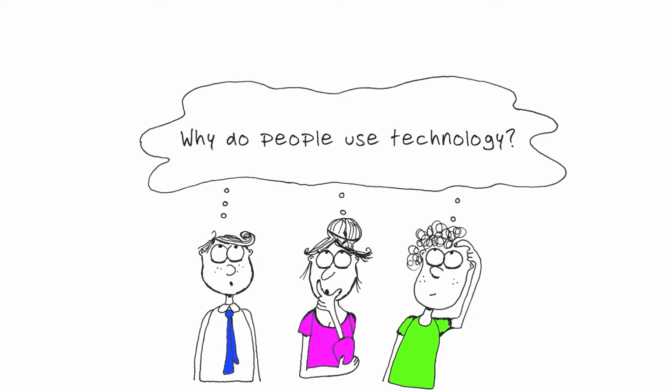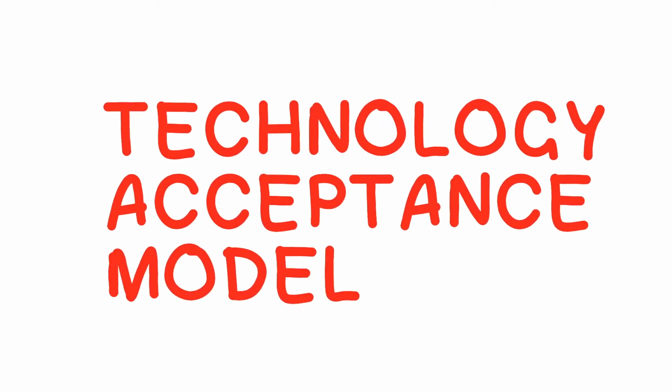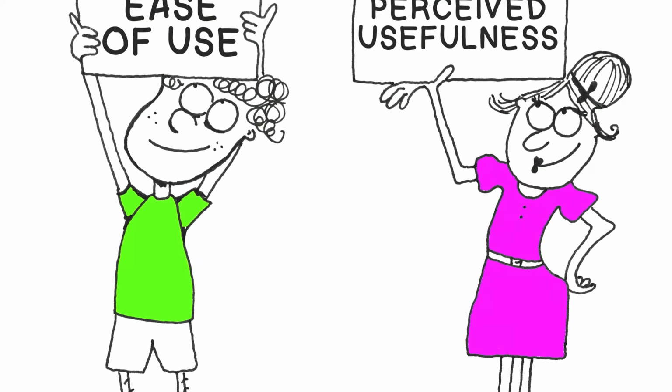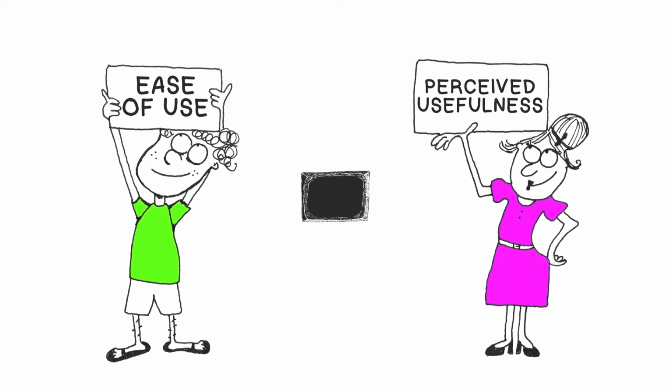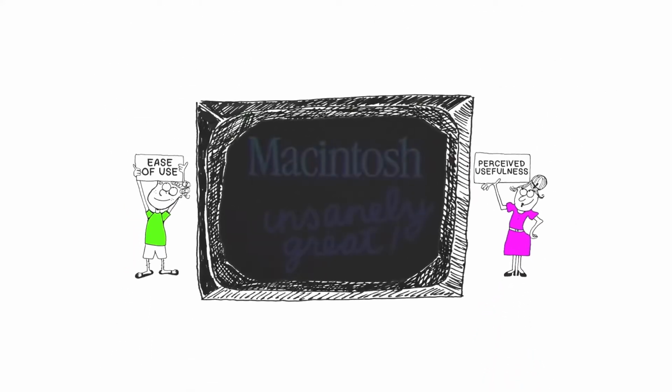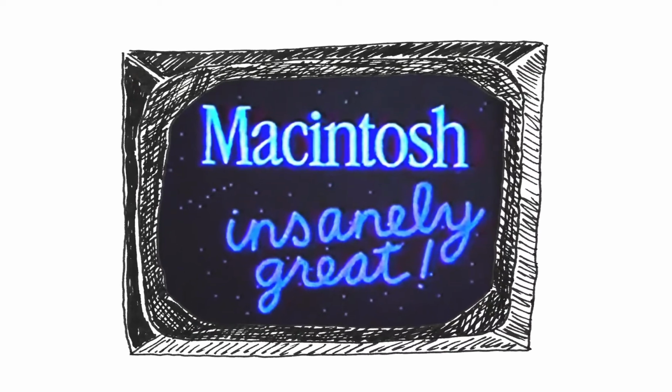Why do people use technology? Well, one theory to explain this is called the technology acceptance model. And that's a model that tries to explain why people would choose to use a particular technology in a work context. The theory states that they do so because they find the technology useful for their work and easy to use. Now, to understand this theory, you have to consider when it was actually developed.